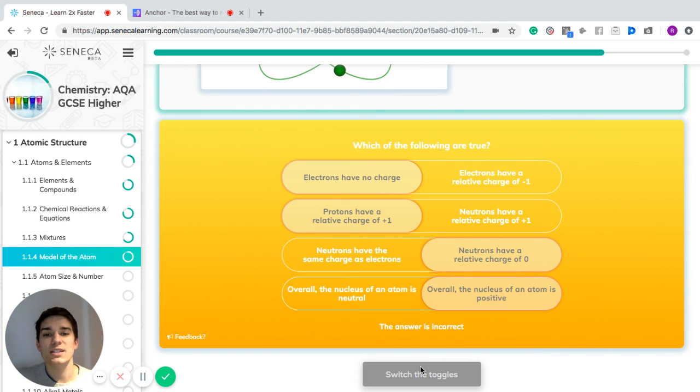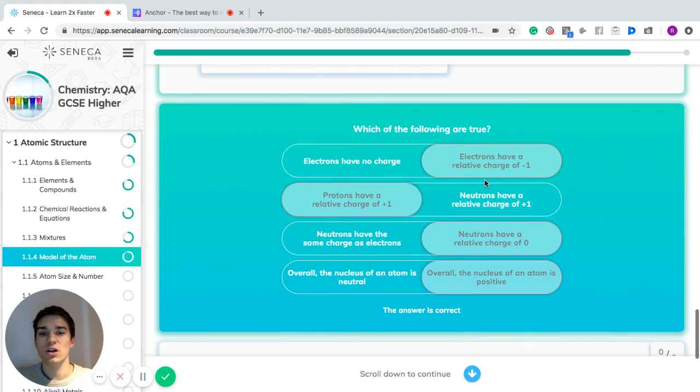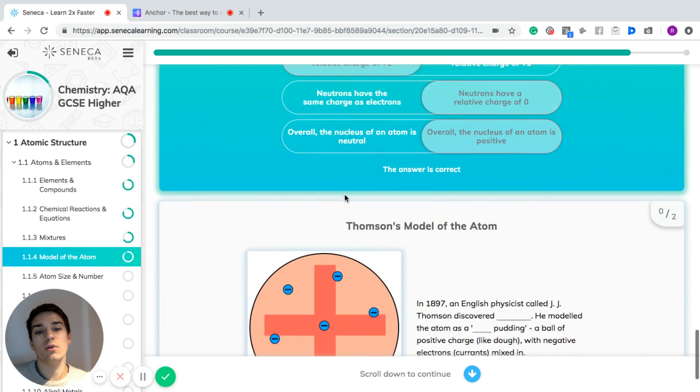Now, which of these statements are true? Let's see if you can get these. Electrons have no charge, or electrons have a charge of -1. So that second one, electrons -1. Protons have a charge of +1, or neutrons have a charge of +1. Remember that protons have a charge of +1. Neutrons have the same charge as electrons. That doesn't sound right. Neutrons have a relative charge of 0 is correct. And overall, the nucleus of an atom is positively charged.